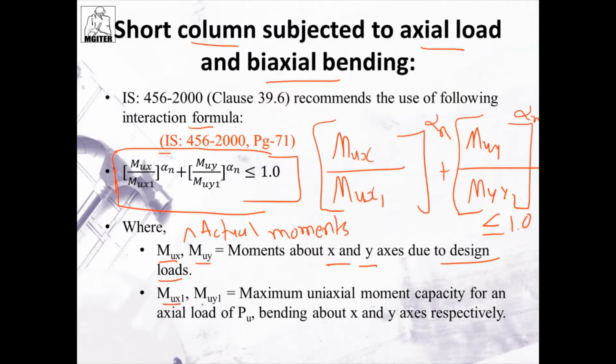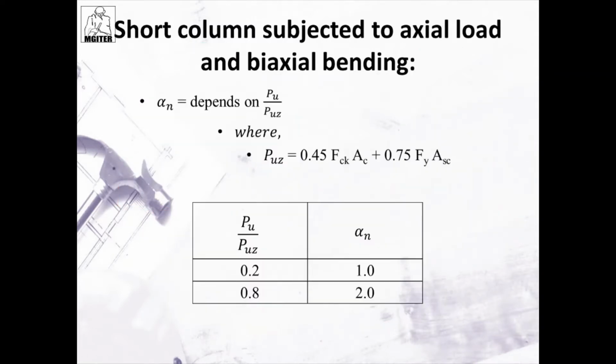MUX1 and MUY1 are the maximum uniaxial moment capacity for an axial load PU, bending about the x and y axes respectively. So these are the actual moments and these are theoretical. Alpha n values depend on PU and PUZ.